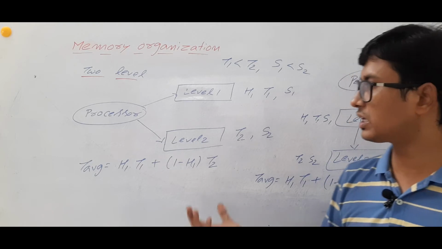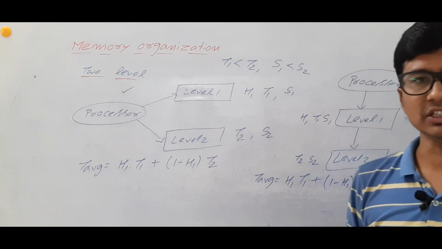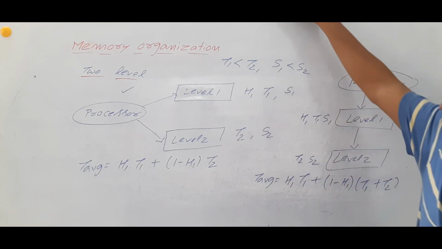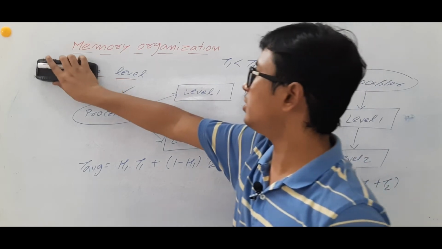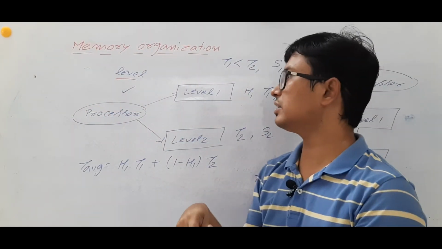If they do not mention what kind of organization, by default you will consider this kind of organization. I hope you have understood. So now let me increase the complexity. Let me go for 3 levels. Okay, we have 3 levels.